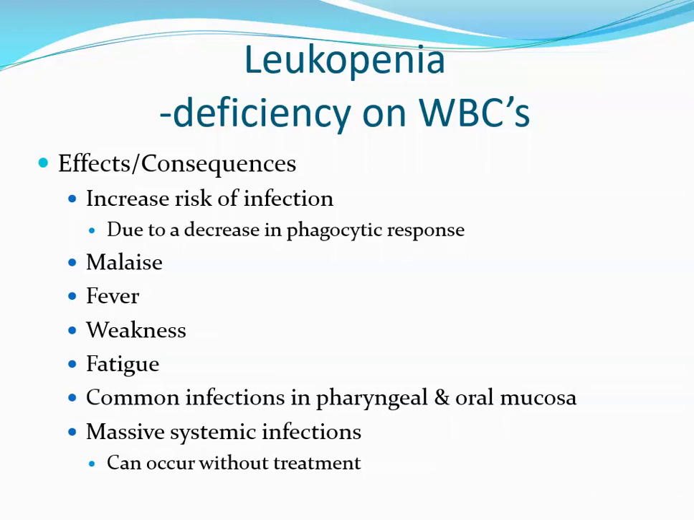One of the biggest is an increased risk of infection due to a decrease in phagocytosis response. Neutrophils are our first responder when we have an infection, and they come in and begin to phagocytize the causative agent. When we don't have enough, we are at an increased risk of infection. You can also see malaise, fever, weakness, and fatigue. You'll begin to see an increase in very common infections of the pharyngeal mucosa and the oral mucosa. And in more severe cases, massive systemic infection can occur without treatment.